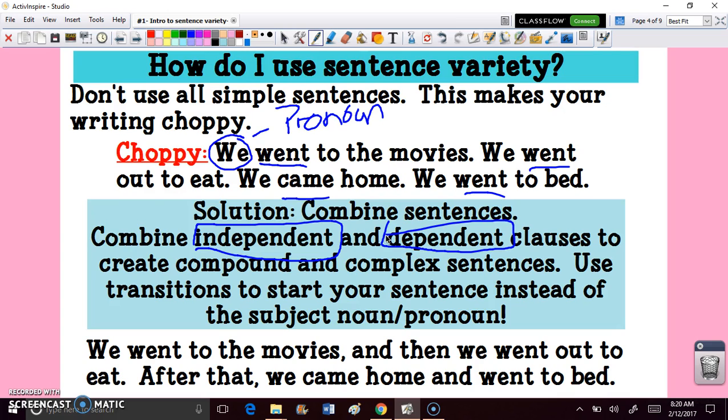You can also use transitions to start your sentence instead of the same old subject, noun, or pronoun. So a revision of these choppy sentences would be: We went to the movies, and then we went out to eat. So here you've got the combination with a comma and a conjunction. That took two sentences and, bam, you've got a longer sentence. And then here we're going to start with a transition: After that, comma, we came home and went to bed. So you've got a double whammy here. You're beginning with a transition, a phrase, and then you're combining two sentences with the conjunction and.